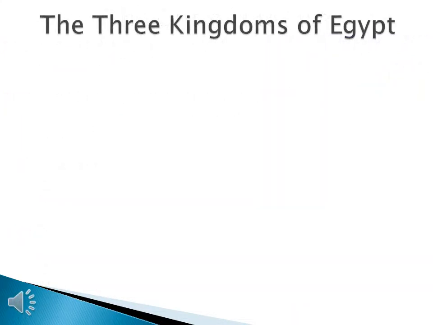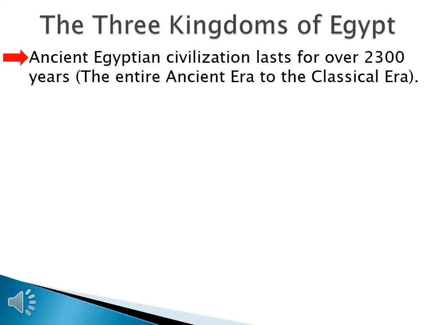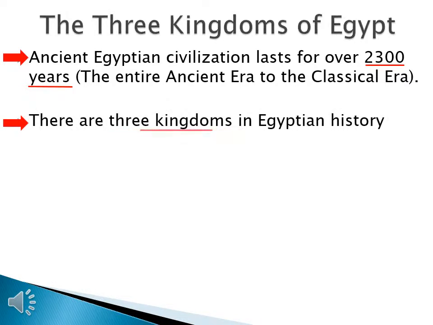Ancient Egyptian civilization is special because it lasts for a very long time. In fact, ancient Egyptian civilization lasts for over 2,300 years. That's the entire ancient era into the beginning of the classical era. And during this time, we have three kingdoms in Egyptian history. Three times when all of Egypt is unified under one power.